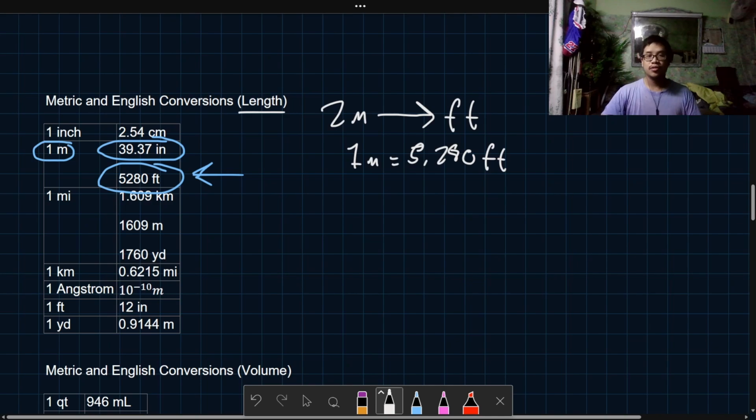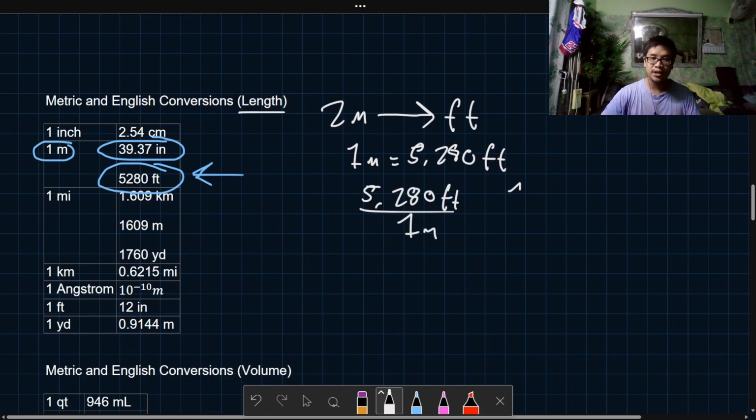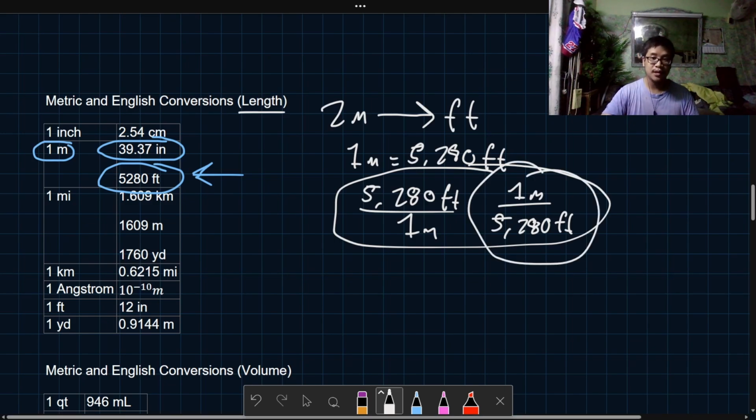In dimensional analysis, you have two fractions given: either 5,280 feet all over 1 meter, or 1 meter all over 5,280 feet. Which of the two, if you multiply it with 2 meters, will cancel out the meter units? Again, which of the fractions will you use to multiply 2 meters so that the meter units are canceled out? Oh, wait, no. The first fraction.